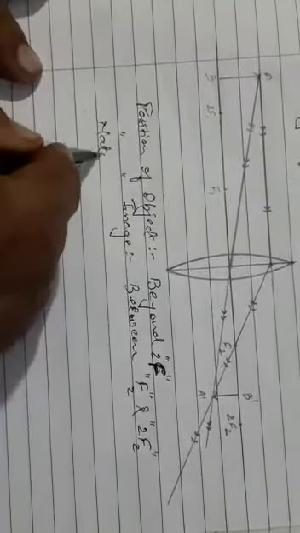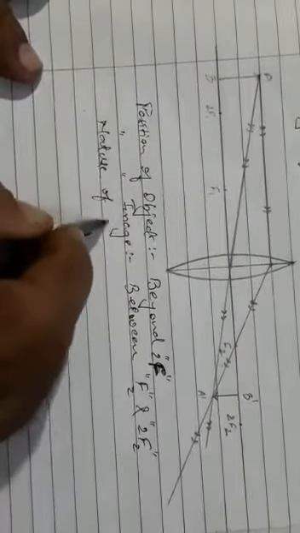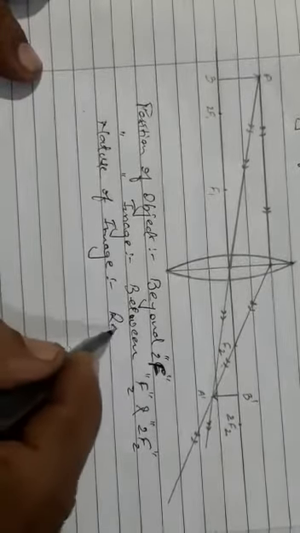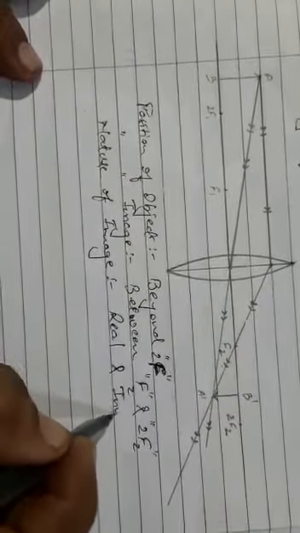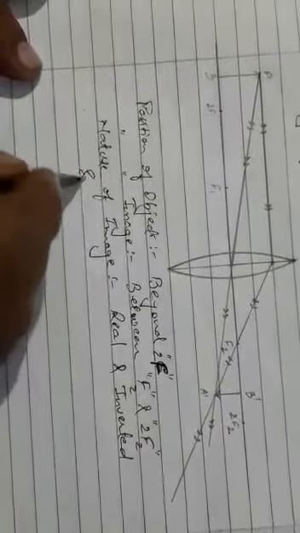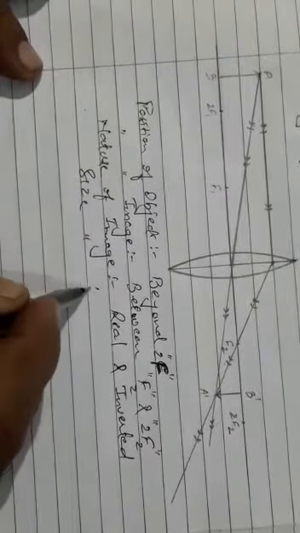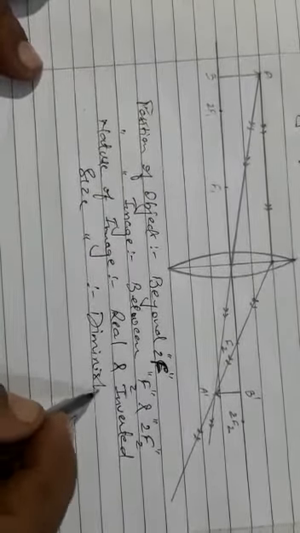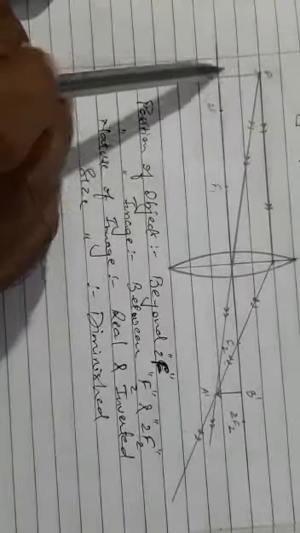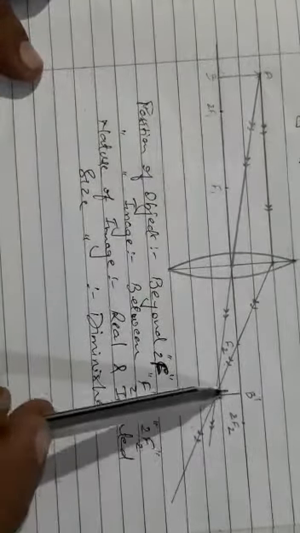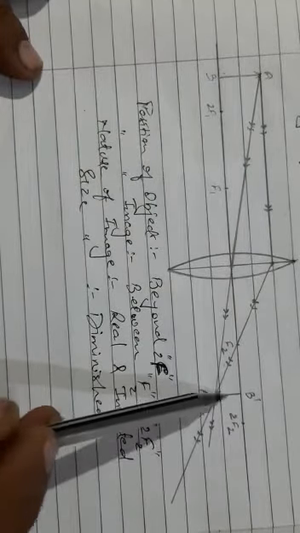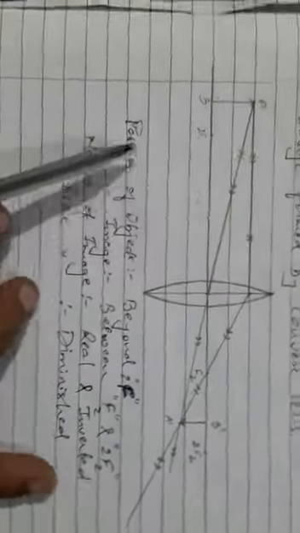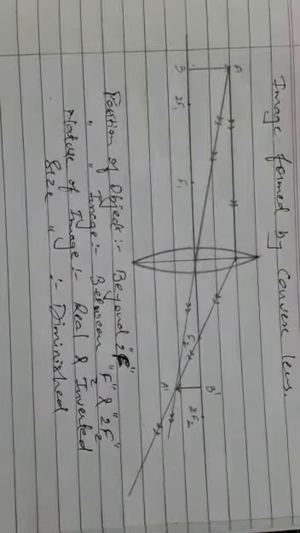Then nature of image: here nature of image is real and inverted, and size of image is diminished. You are seeing this is of 2 centimeter, and here you are getting slightly above 1 centimeter. That means it is smaller in size compared to its object size. Fine. So you'll have a very good image and you can draw it very nicely.